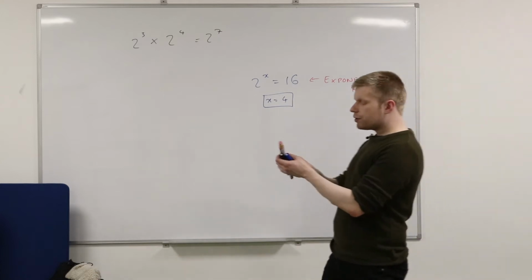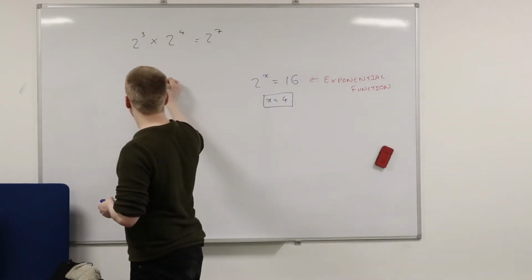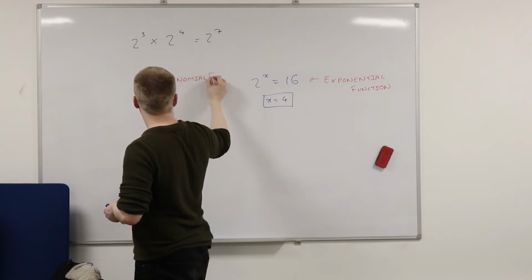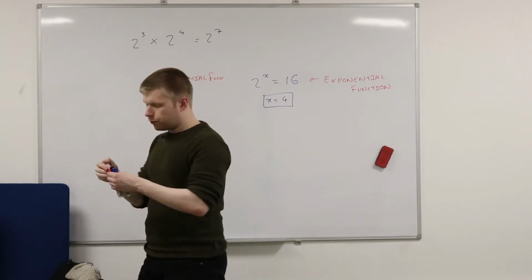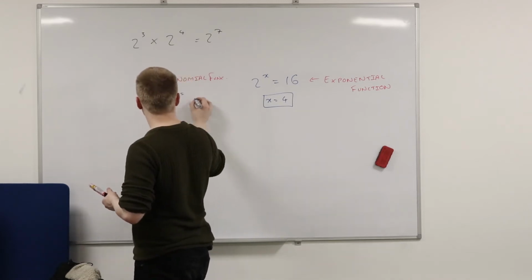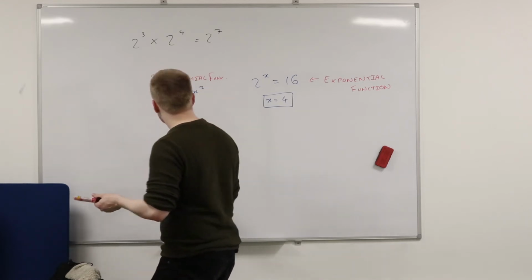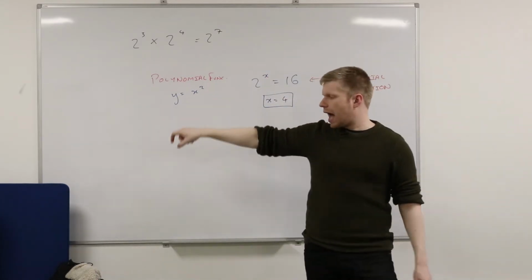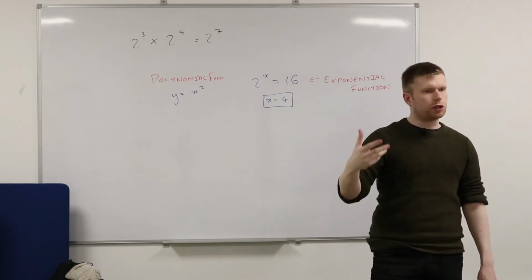So, there are other types of functions. There are, for example, polynomial functions. A polynomial function would be something like this, for example, y equals x squared. In other words, the power is the constant and the variable that I'm raising it to is the thing which is changing.